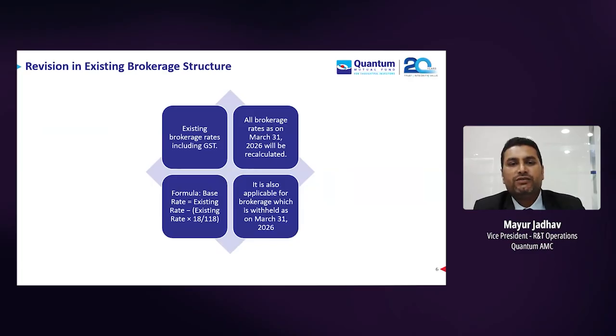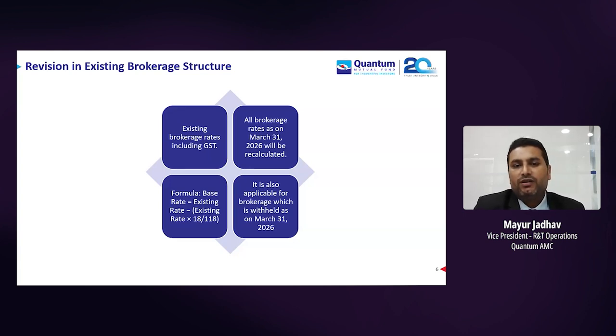We have also revised the rates which are for existing assets. So the assets which are from 1st of April, for all those assets, we have already communicated the rates exclusive of GST only. But the assets which are existing assets as on 31st of March, all those assets, we have given the rates prior to 31st of March, and all those rates were inclusive of GST.